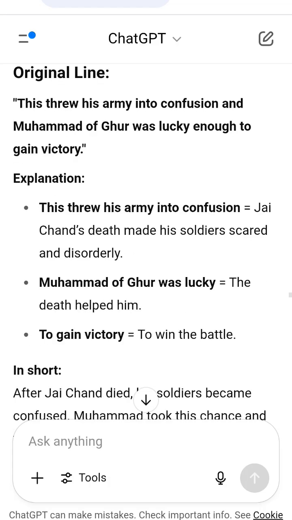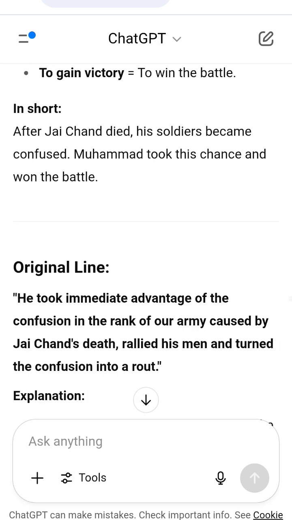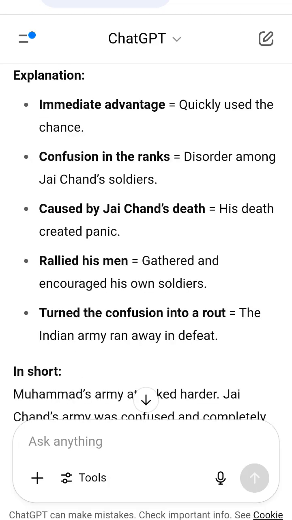Then, Jai Chand himself led his army and met the invaders at Chandawar, near the Yamuna River, between Kanauj and Etawah. He launched a strong and brave attack, and at first, the enemy army was shaken and nearly lost.